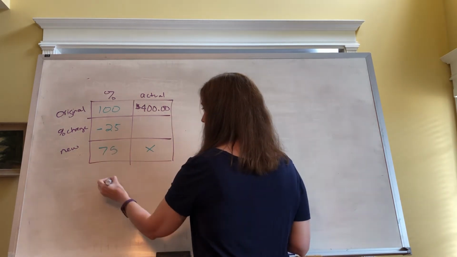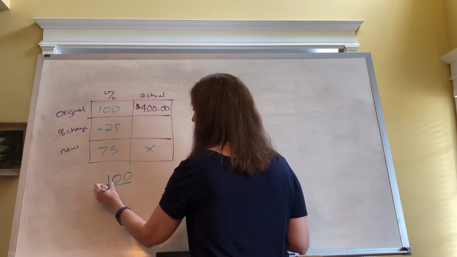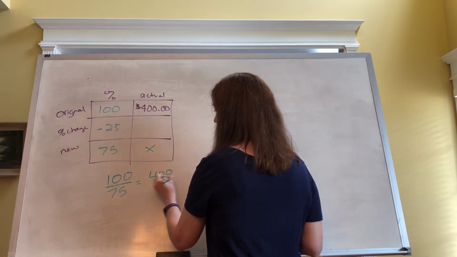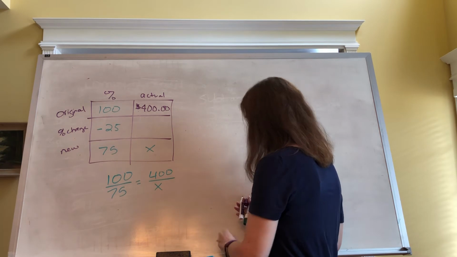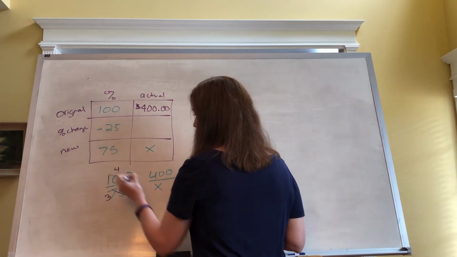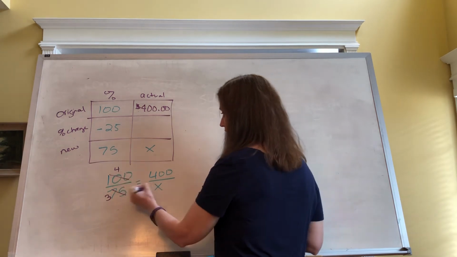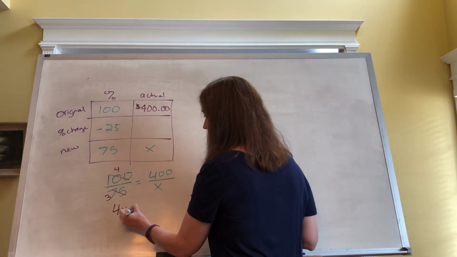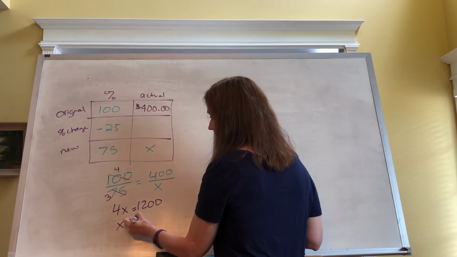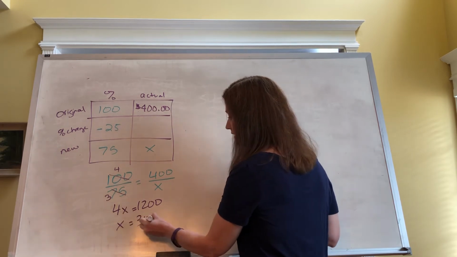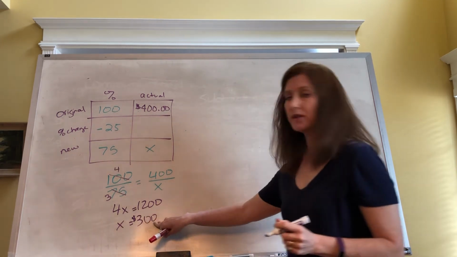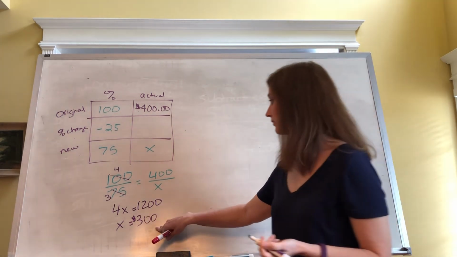All right, so we can use our ratios. 100 over 75 equals 400 over x. All right, we can reduce this down. And so cross multiplying, I have 4x equals 1200, and then x, we divide by 4, equals 300. All right, so now that item on sale is $300.